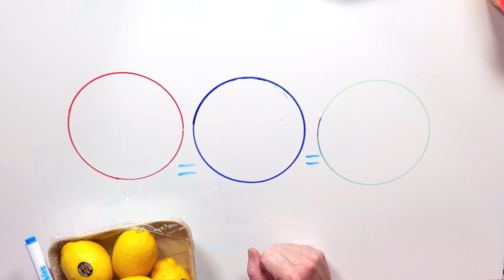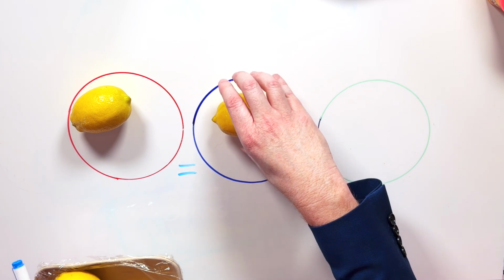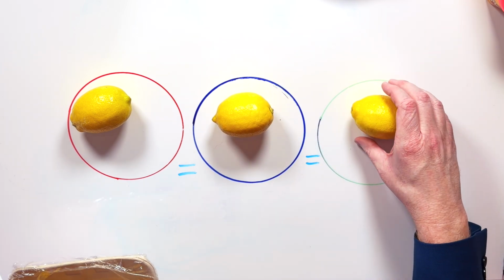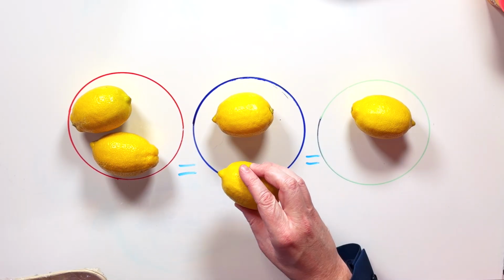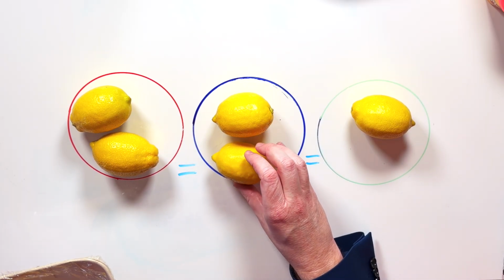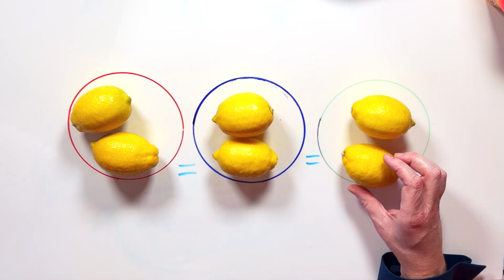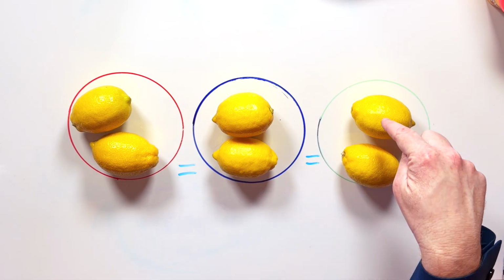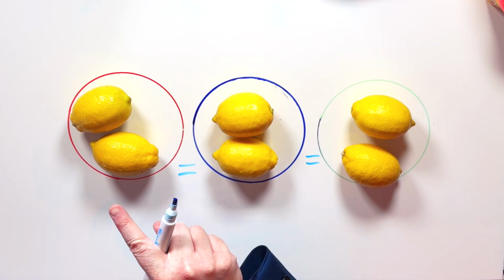Okay, here I go. One for you, one for you, one for you, one for you, one for you. Oh, ew. One for you. So 1, 2, 3, 4, 5, 6. I had 6 lemons. And I've made 3 equal groups of 2. Yes, there's 2 in each group.